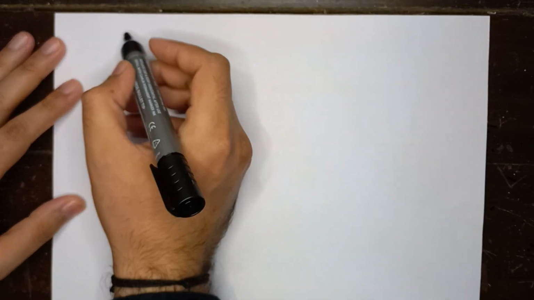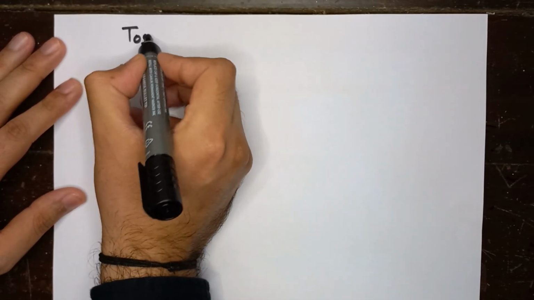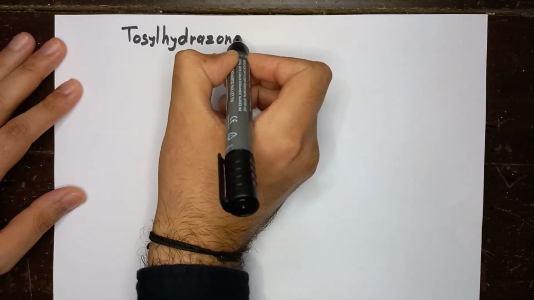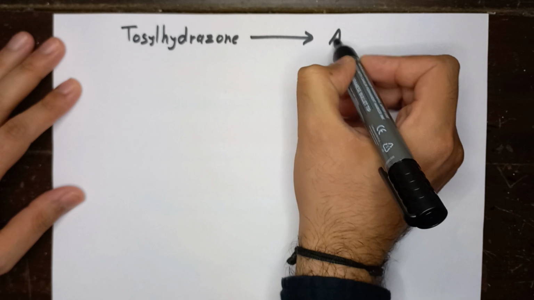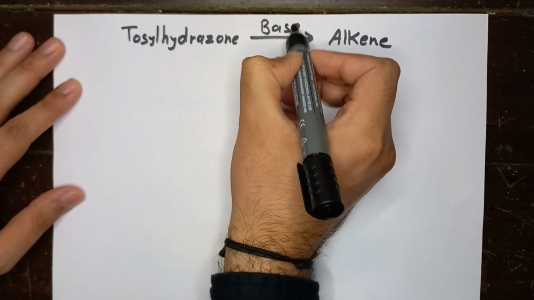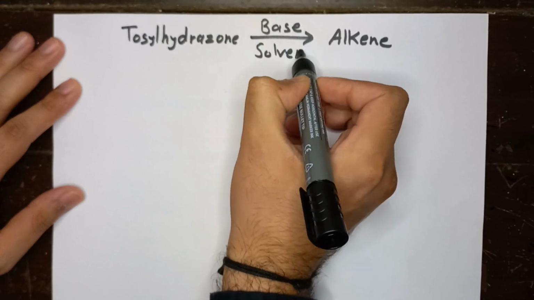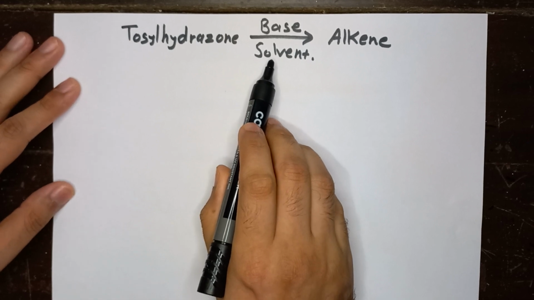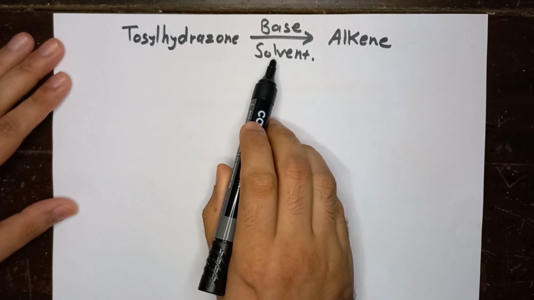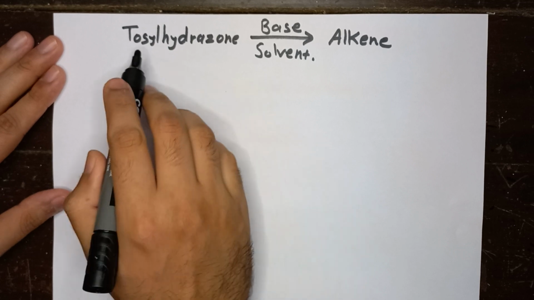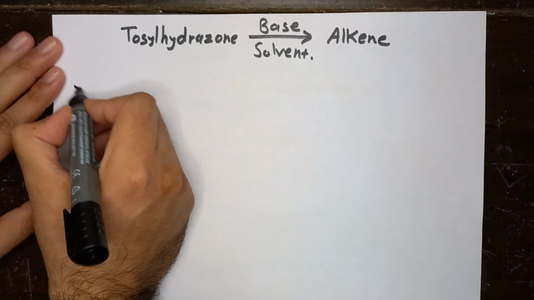Okay, so in a Bamford Stevens reaction, we convert tosyl hydrazone into an alkene using a base in a solvent. If the solvent is protic, the reaction goes via carbocation. If the solvent is aprotic, the reaction goes via carbene intermediate. What is the structure of tosyl hydrazone? I have already discussed.